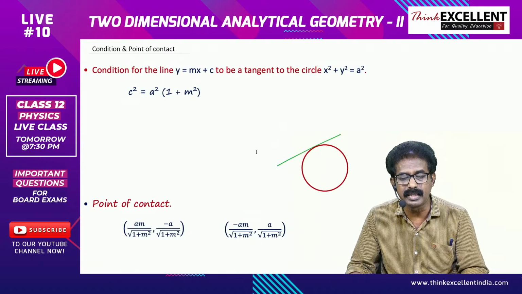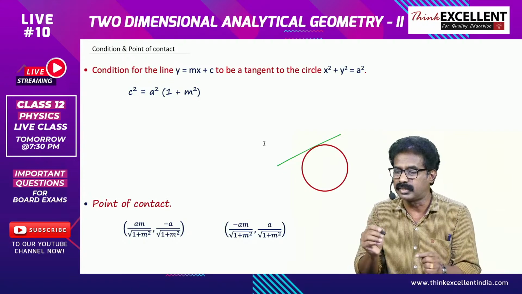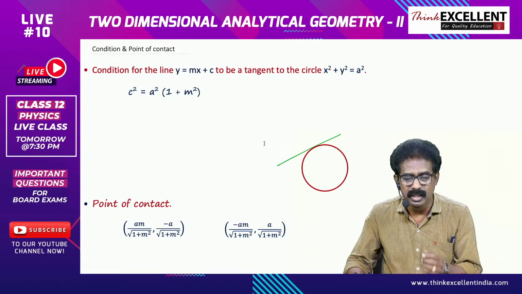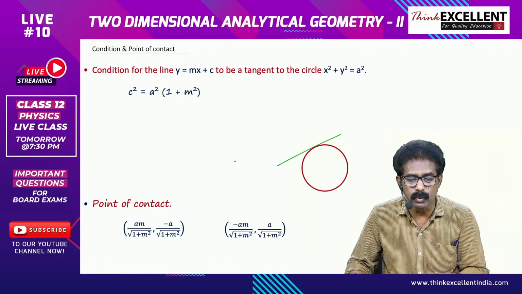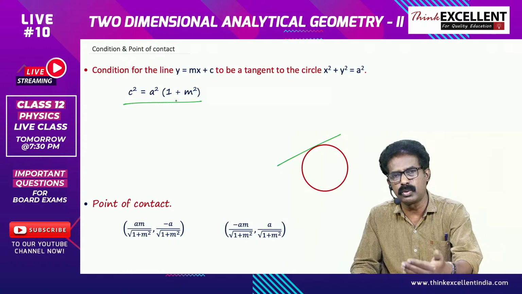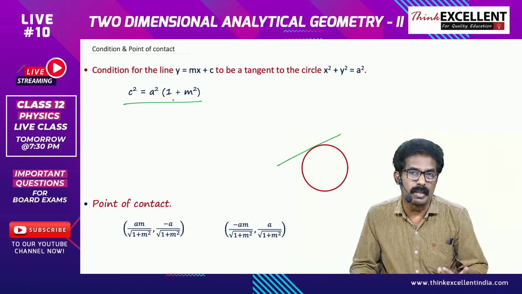For the line to touch this circle, not intersecting. You know the difference between the two. Touching touches only one common point. Intersecting cuts at two places, right? There is a condition for that. What is the condition? This is the condition. Remember this. There is a proof for this, so we don't want the proof for this test. C square equal to a square into 1 plus m square.